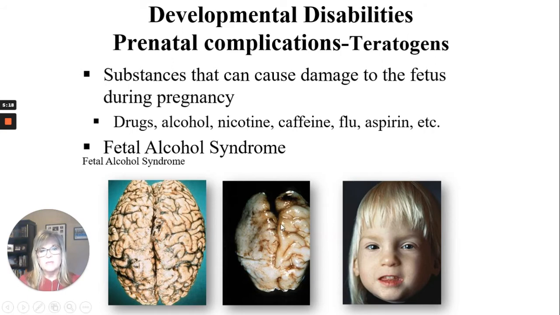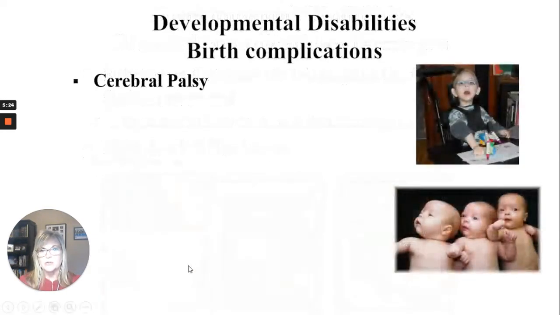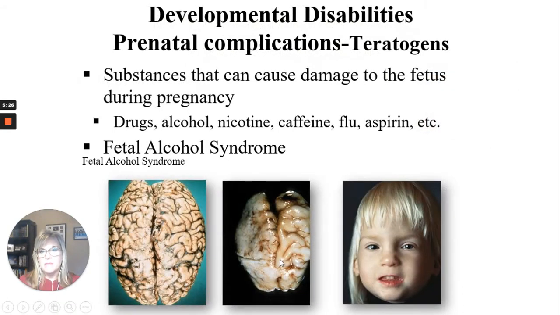This is an example of a brain with a child that had fetal alcohol syndrome. And this is kind of what a normal brain should look like. So it definitely impacts the brain development of a young child.